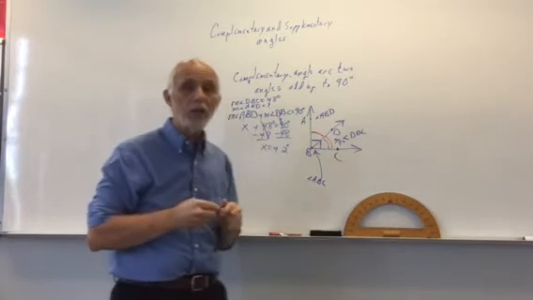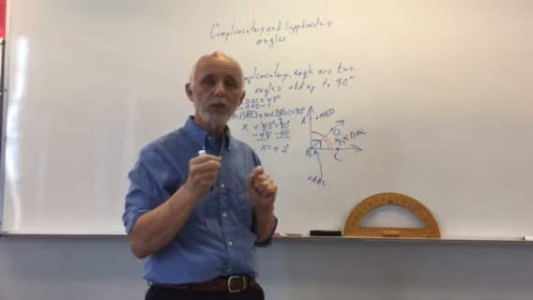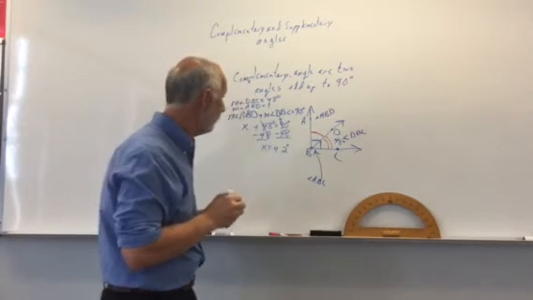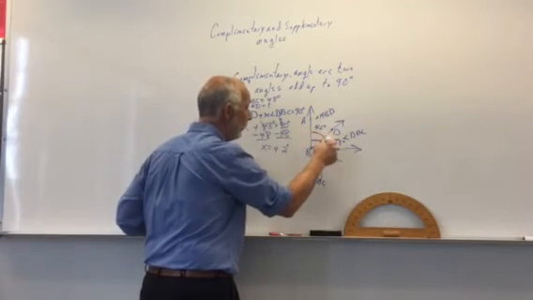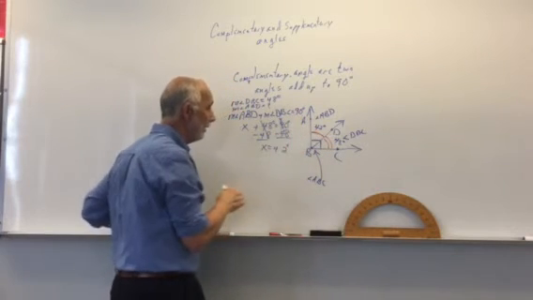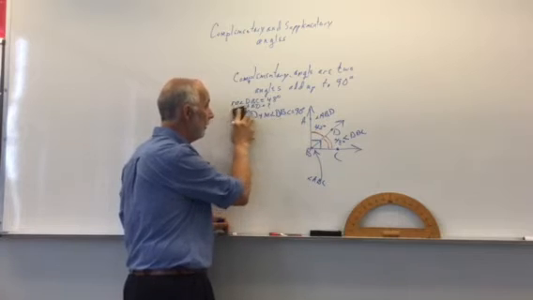So, how do you find one complementary angle if you know the other? You take the one you know and subtract it from 90, and it'll tell you the one you don't know. Okay? Because these two together are complementary, so they have to add up to equal 90. And 42 plus 48 does equal 90.